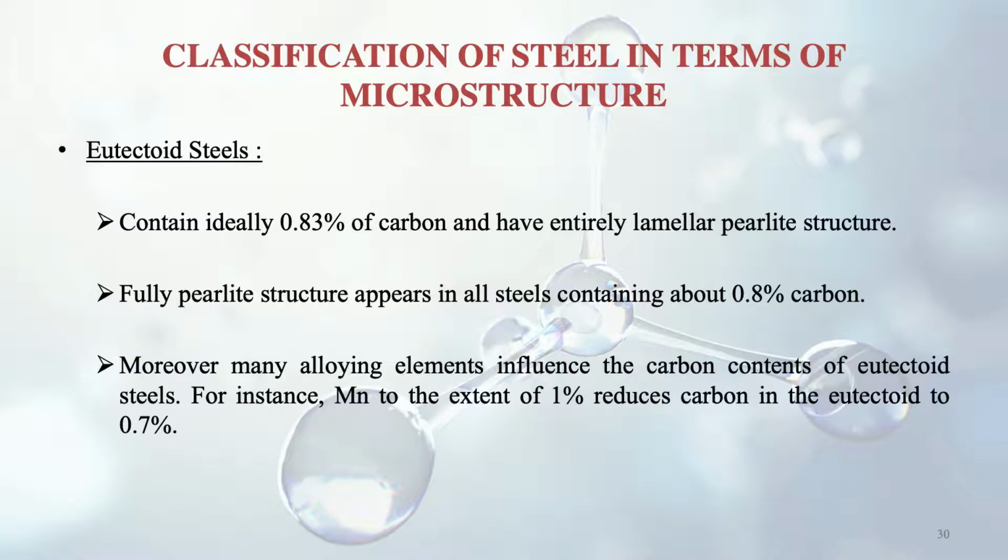Moreover, many alloying elements influence the carbon content of eutectoid steels. So other alloying elements are also there, and they will also influence eutectoid steel. For instance, manganese to the extent of 1% reduces carbon in the eutectoid to 0.7%. So if we are at the eutectoid stage of 0.83% and we add 1% of manganese, then the carbon will reduce to 0.7% because of the reaction taking place.